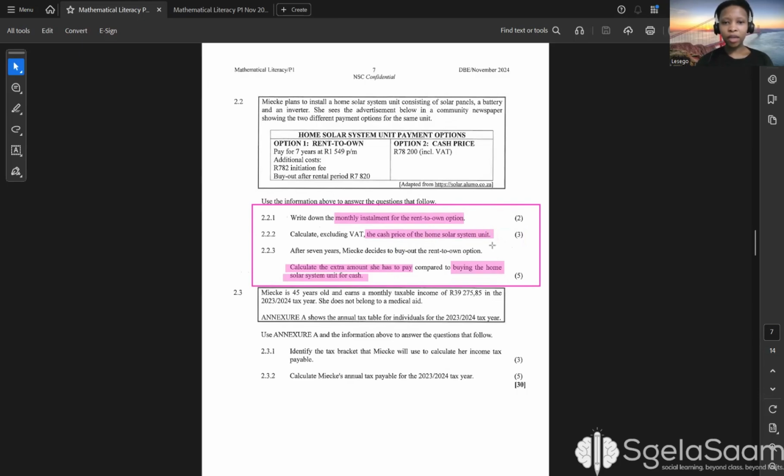And yes, let's look at the information that we're given. So Mieke plans to install a home solar system unit consisting of solar panels, a battery, and inverter. She sees the advertisement below in a community newspaper showing the 2 different payment options. All right. Okay, so we have 2 payment options. We have the rent to own and we have the cash price.